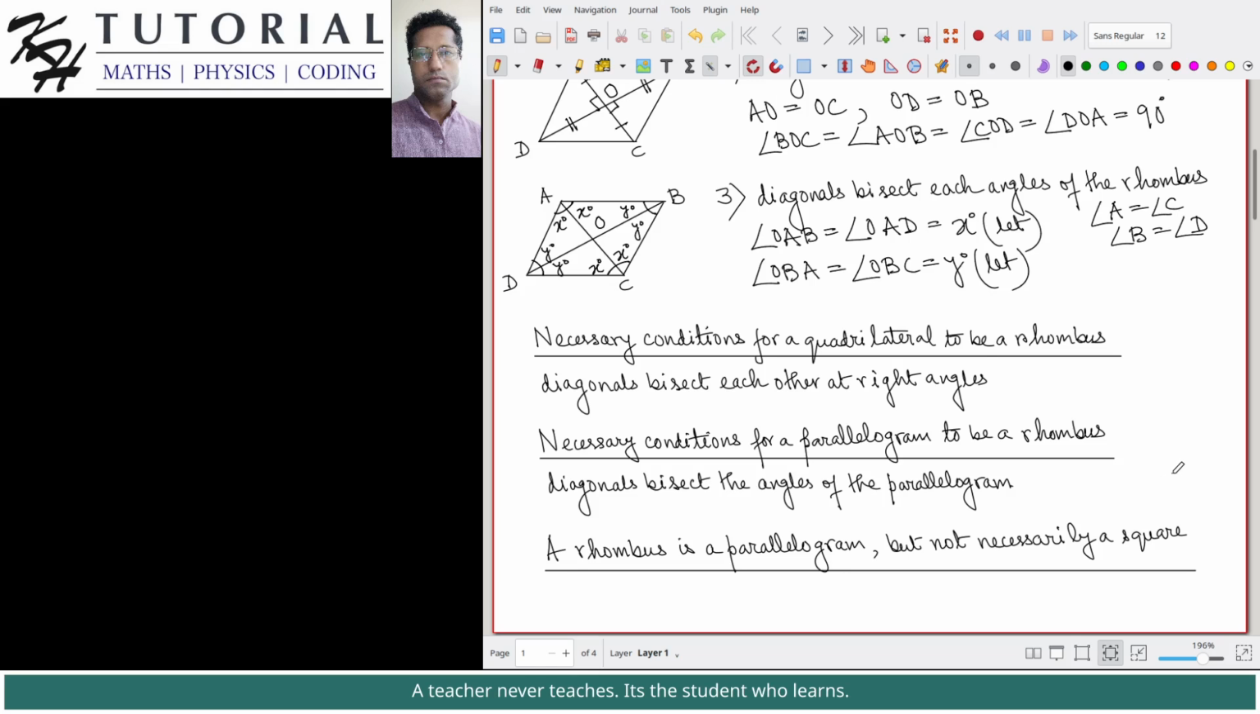Okay, and finally, what is the relation between a rhombus, a quadrilateral, a parallelogram, a square, and let's say a rectangle? We have not studied kite or trapezium, so we will not discuss kite and trapezium yet. Definitely, a rhombus is a quadrilateral because it is a polygon of four sides. It's also a parallelogram because both pairs of opposite sides are equal and parallel.